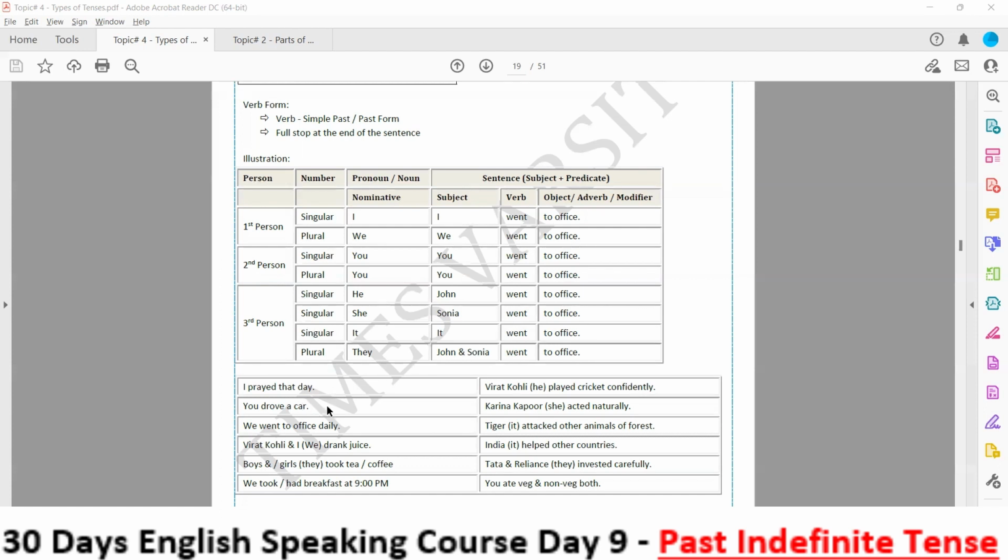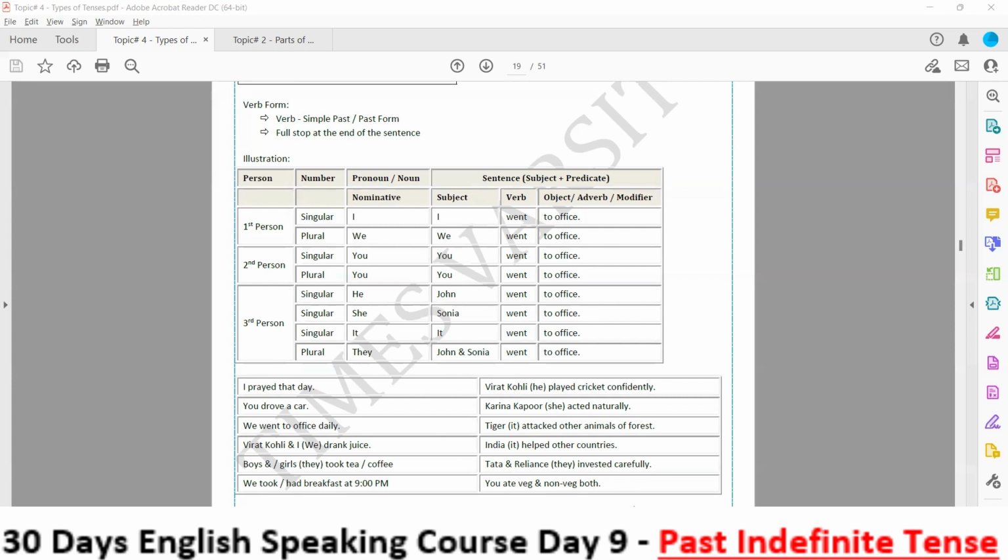Next sentence. You drove a car. तुम कार चलाए थे. हाँ, आपने कार चलाई थी. आपने कार चलाया या आपने कार चलाया था. Right. So that is in past. Right. Similarly, next sentence.